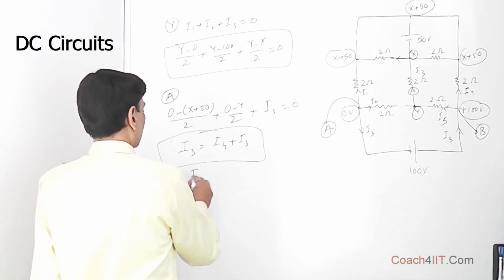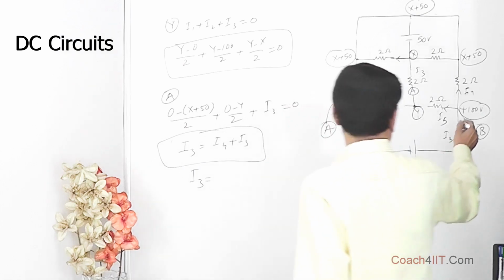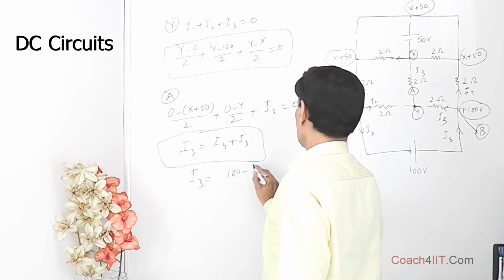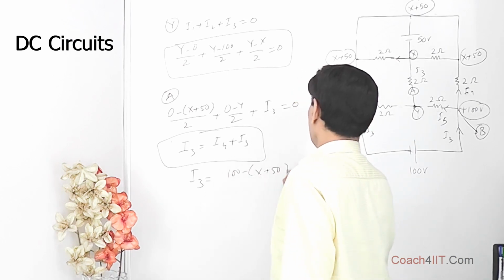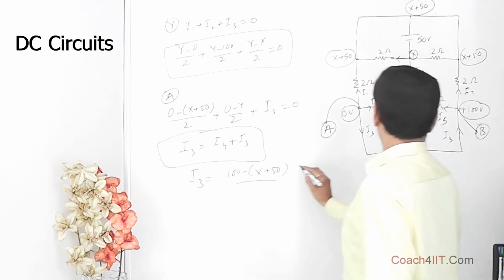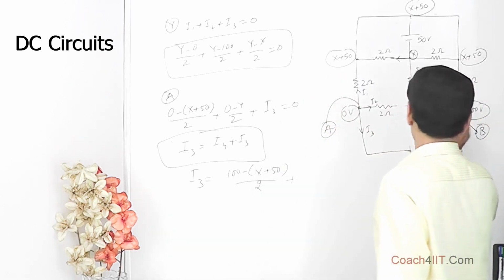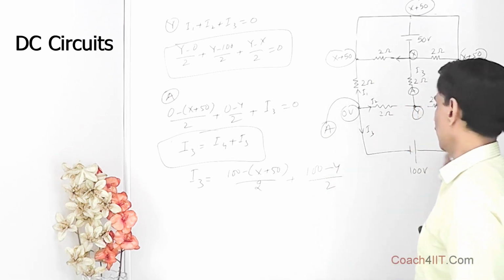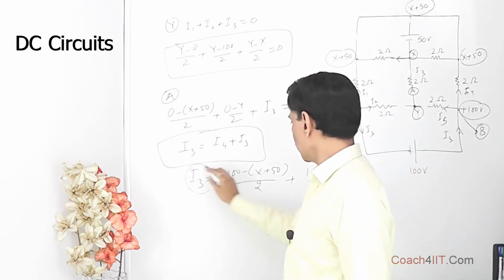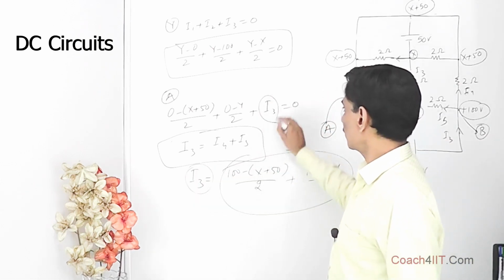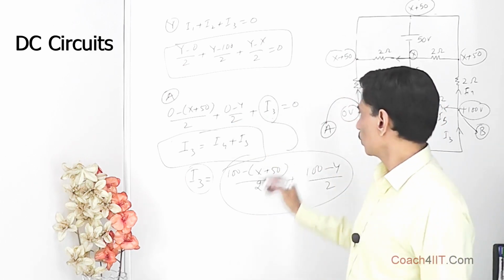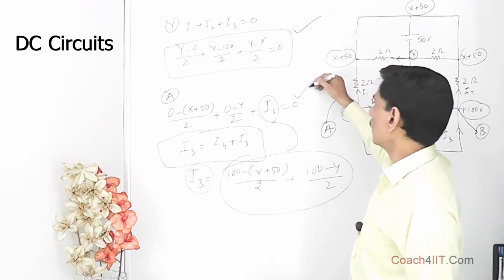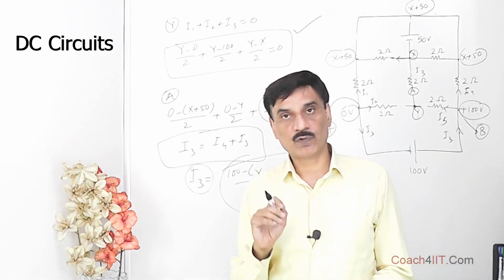So I3 is going to be equal to, this is at 100 volt, so I4 is (100 minus X plus 50) upon 2, plus (100 minus Y) upon 2, that is I5. Now we can put this I3 is equal to this into this. So we have all the terms in X and Y. One equation we have in X and Y is this, the other equation in X and Y is this. We can solve these two equations to get the values of X and Y.